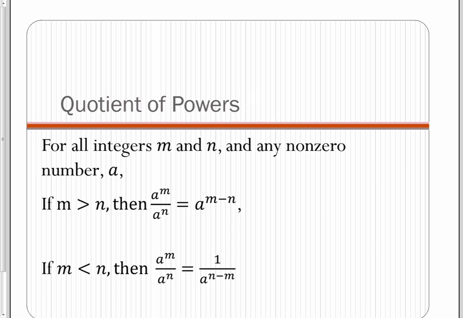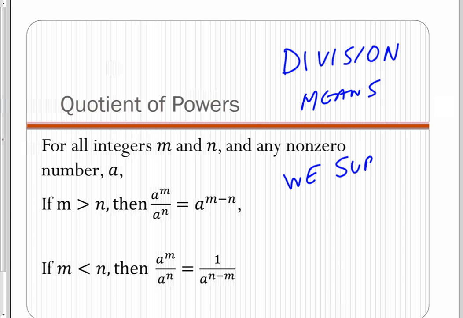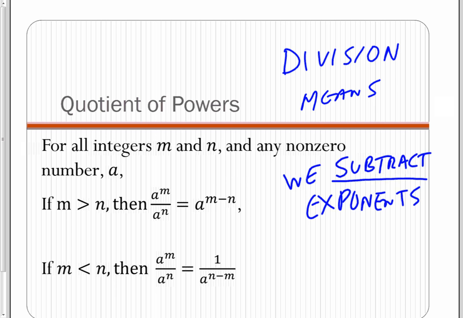What's happening when we have division? If I've got division, I end up subtracting exponents. I'll show you the short and easy way, then I'll show you if you forget all the rules.